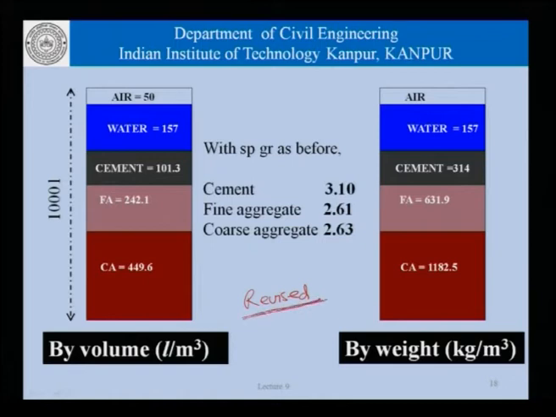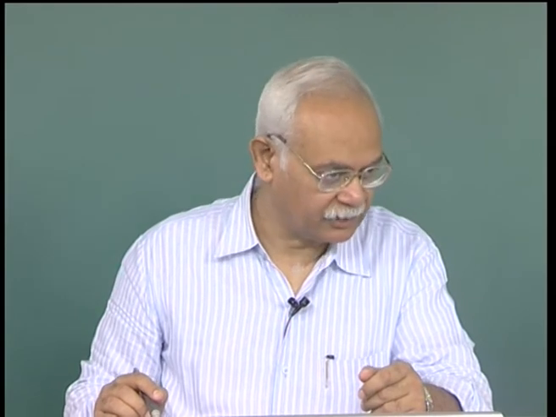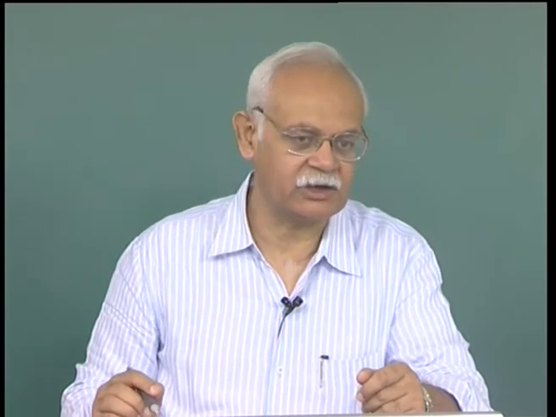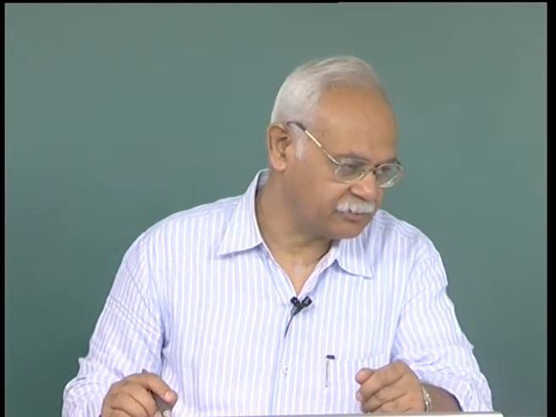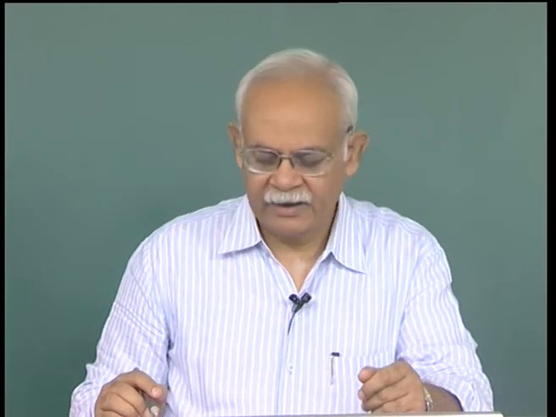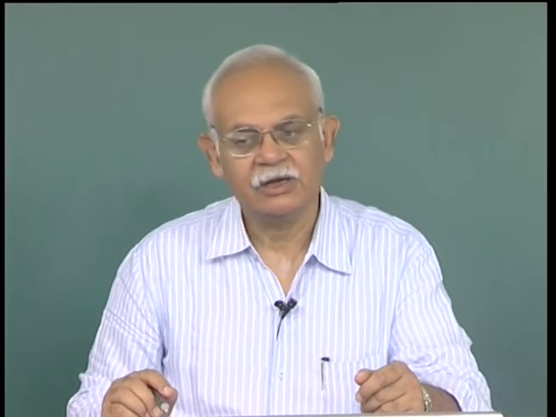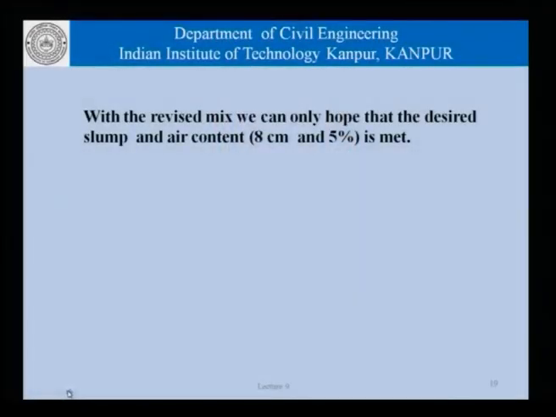So, what we have done is we have gone through an iteration where we started with target slump and target air content values, did a proportioning exercise, found that the mix was not good enough. We went to a reference table which helped us change these parameters, the water content, the S by A. We did not change the water cement ratio this time, but we can do that as well, and we revised the basic parameters and came up with fresh numbers. Now, with the revised mix, we can only hope that the desired slump and air content, which is 8 centimeters and 5%, is met.